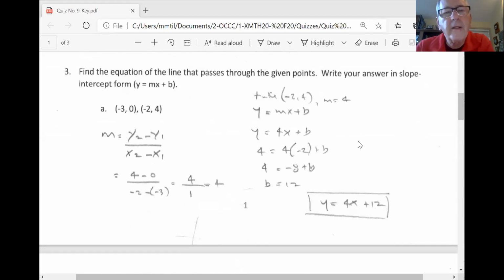Okay, find the equation of a line that passes through 2 given points. This one, you're just given 2 points. You're not given the slope. So the first thing you have to do is figure out what the slope is. Then go ahead and use that slope in one of these points to solve for it. I'll go through that in detail. I'll just do A, okay?